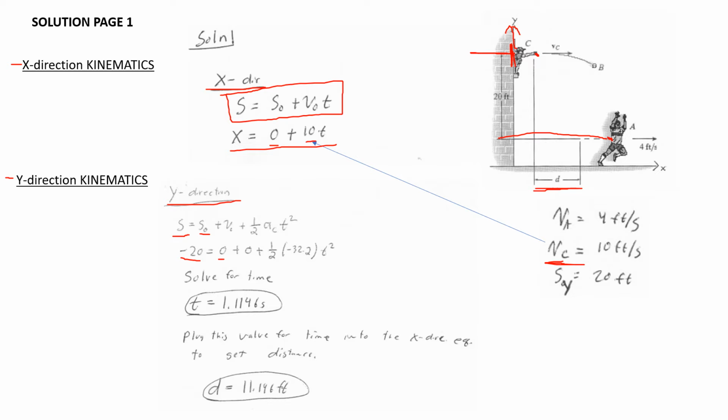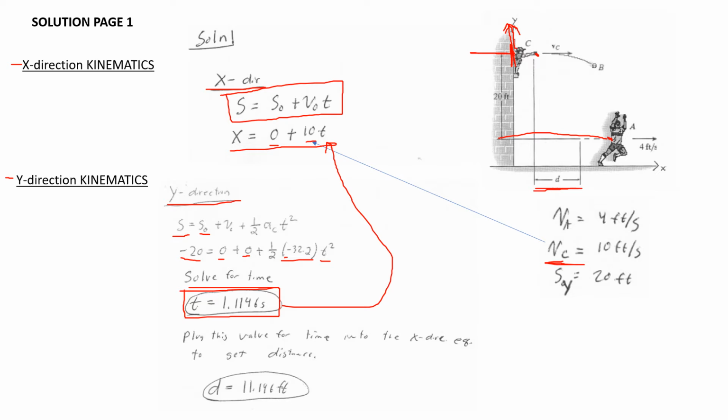So our initial velocity in the Y direction is going to be 0, plus our 1/2 a, so acceleration due to gravity is 32.2 feet per second squared. But again, this is going to be negative because we've considered our Y positive going in the upward direction, times our T squared. We look at this, and our only unknown is our T, so we can solve this for time. When we do that, we find that our time is equal to 1.1146 seconds.